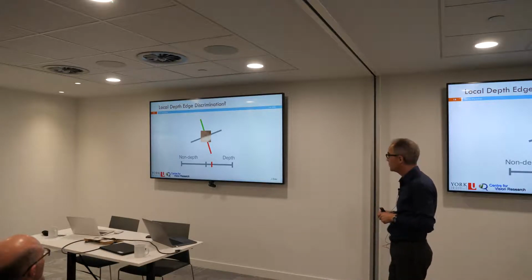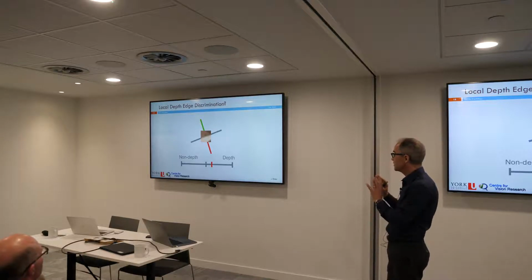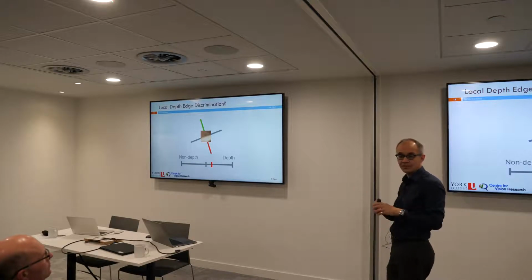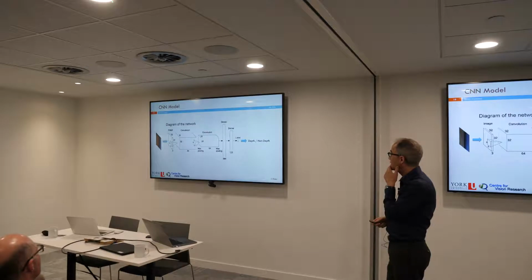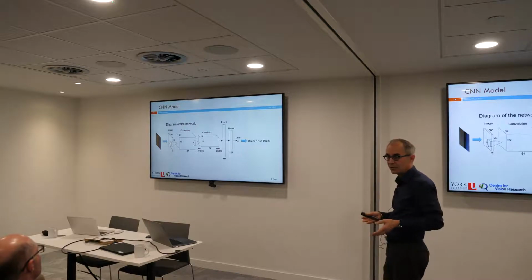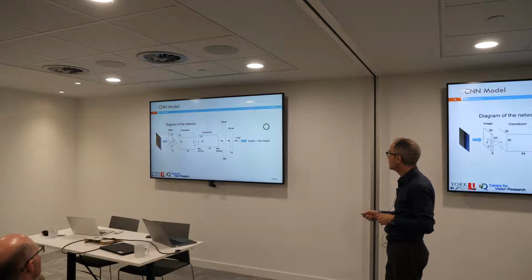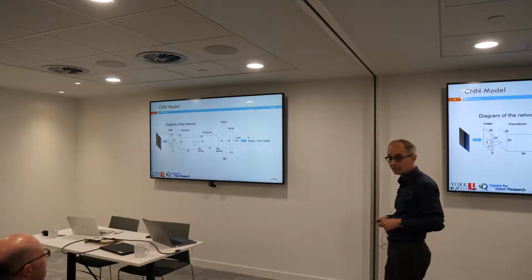We can test that by presenting human and machine observers with just a little patch of the image centered at the edge, and ask the observers if they can discriminate that to be either a depth edge or some other kind of edge. And so in this case, to compare against our human observers, we built a very small deep network, which takes as input the color image patch and then delivers as output this binary label.